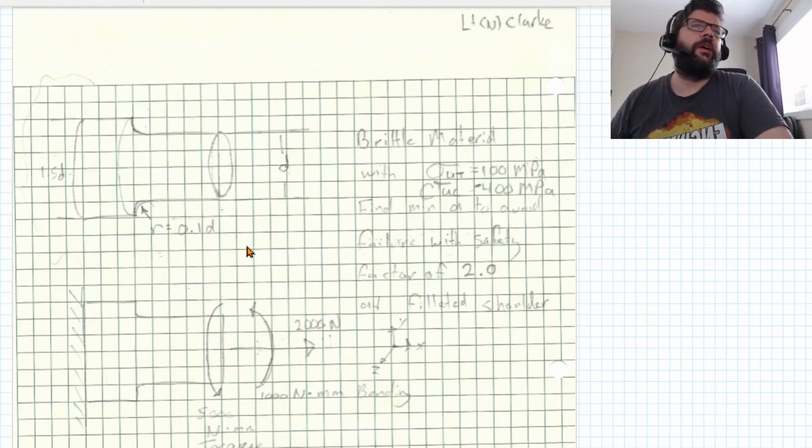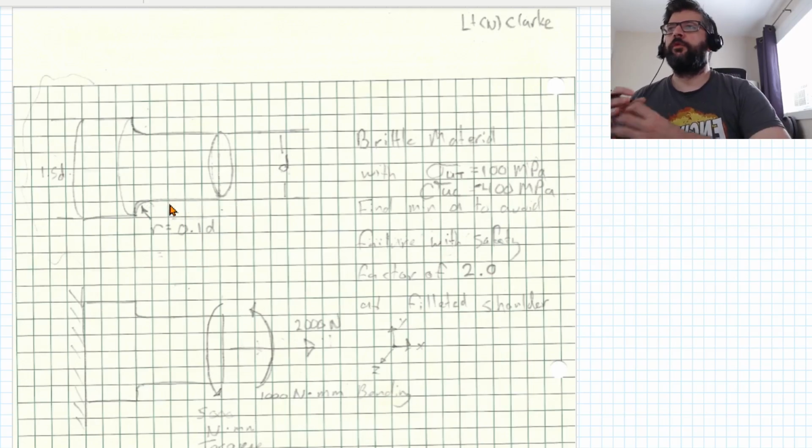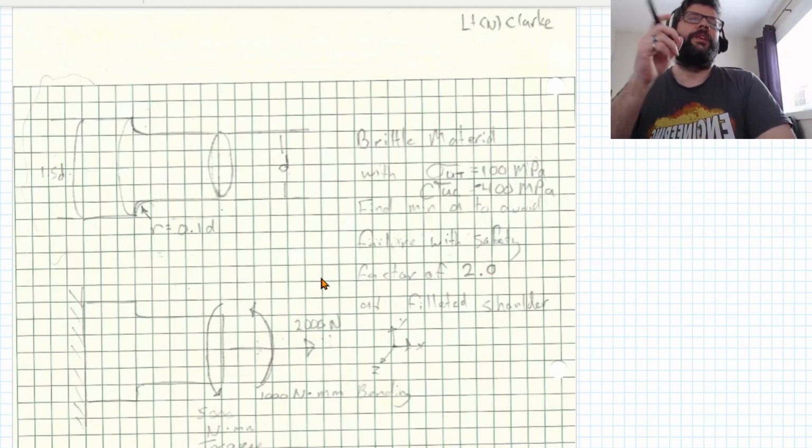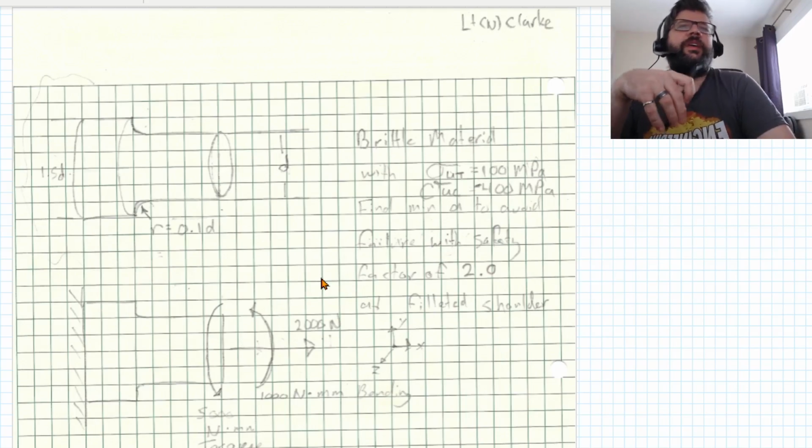So basically, we know the ratio of the sizes of these things, but we're trying to find out, if we apply some sort of load to it, what d and the rest of the dimensions have to be as a result.